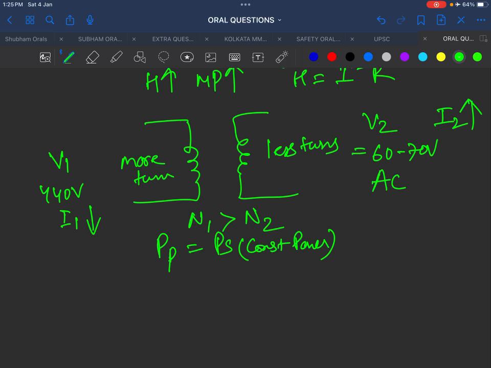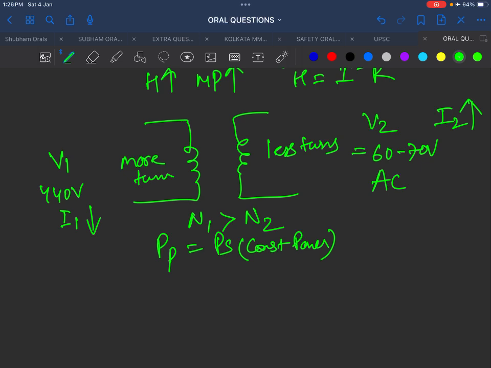With the help of this we step down the voltage up to 60 or 70 volt AC, and there is an AC welding transformer, and also a DC welding transformer. For the DC welding transformer we use a rectifier circuit to convert the AC into DC, because a transformer always works on AC, not on DC. If you give it DC, it will short circuit because no magnetic field will vary.